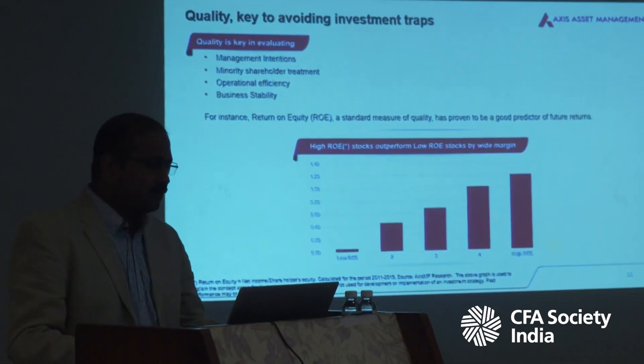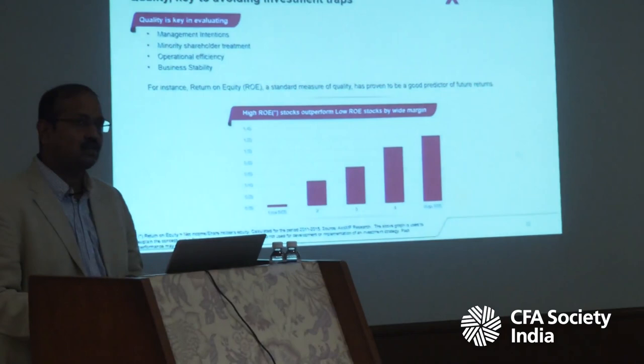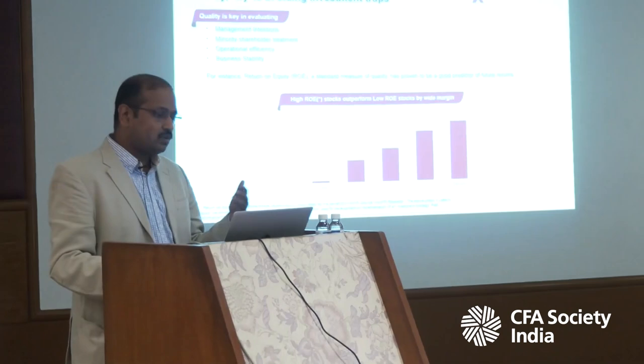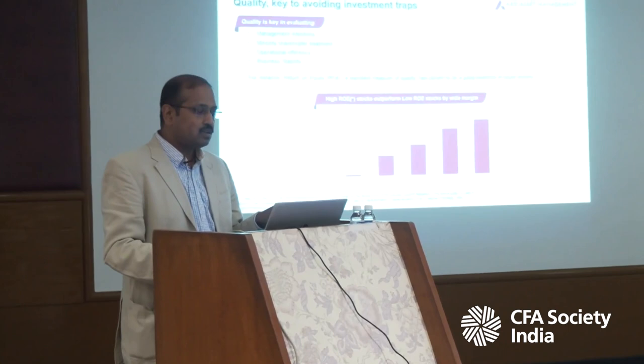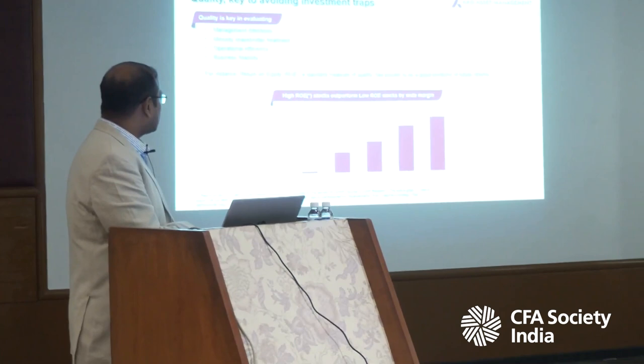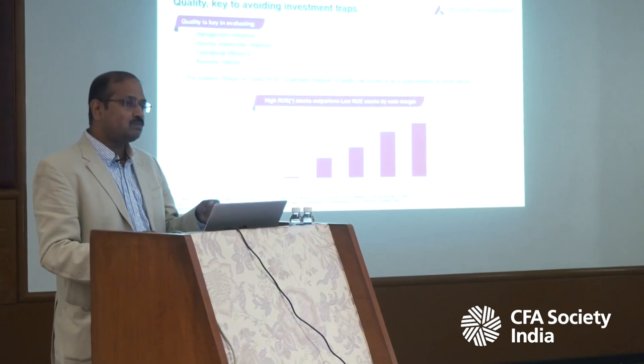Now, what I've done here is I've taken ROE, for instance, and this is for the period between 2011 and 2015. What we did is we took the entire universe of stocks and broke it down into five buckets and grouped them based on their ROE. So the one on the extreme right is the high ROE bucket, and the one on the extreme left is the low ROE bucket. And then we track the performance of this bucket on a monthly basis.